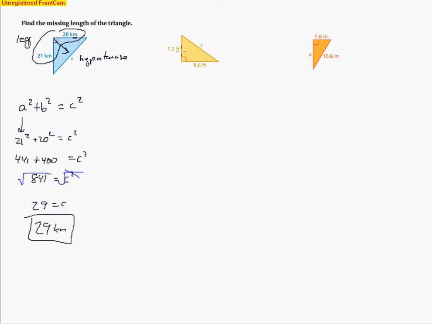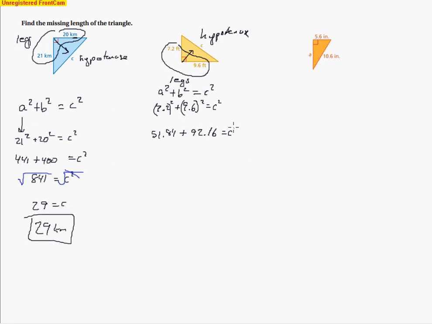Looking at this one, the two sides connected by the right angle symbol, those are the legs. The side opposite, that's the hypotenuse. And so we're ready to go ahead and set up our equation. We got a squared plus b squared equals c squared. That's our formula. So we got 7 2/10 squared, and then plus the 9 6/10 squared equals the longest side, the hypotenuse squared. So 7 2/10 squared equals 51 84/100. 9 6/10, when I square that, I get 92 16/100. And this all equals c squared.